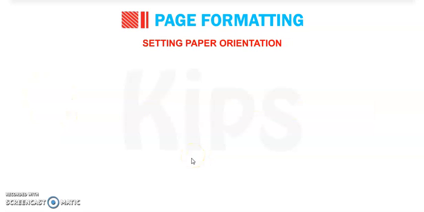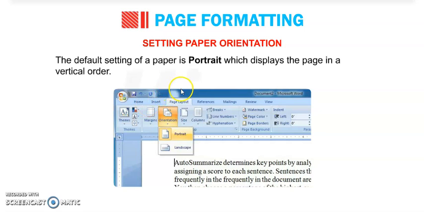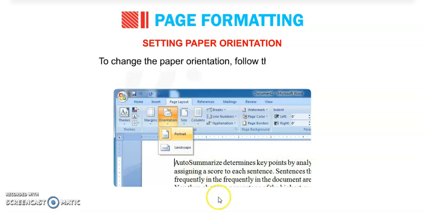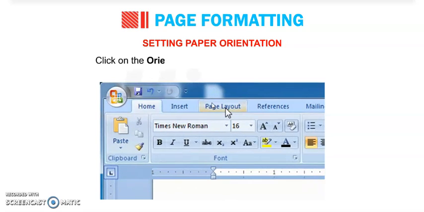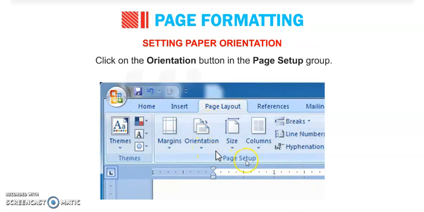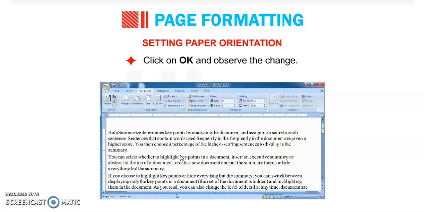Next option is setting paper orientation. The default setting of a paper is portrait, which displays the page in a vertical order. You can see there are two paper orientation options, portrait and landscape. By default it is portrait, the paper will be like this, and landscape paper will be horizontal. To change the paper orientation, follow the given steps. First you have to select Page Layout. Tap on the Orientation button in the Page Setup group. Then click the Landscape option. Observe the change. It will change to the horizontal side.